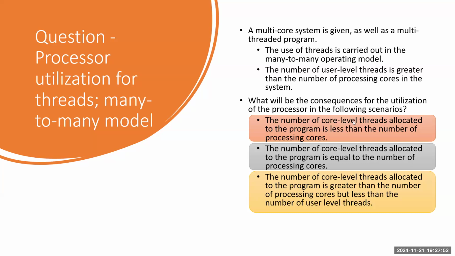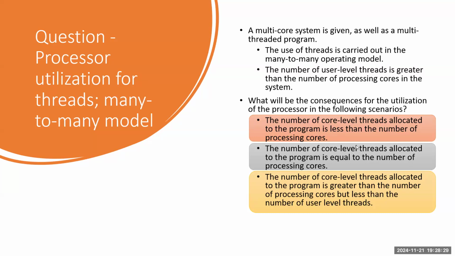Again, the number of core level threads, which means the real threads, the real processes of the operating system allocated to the program, is less than the number of processing cores, the physical ones. In other words, the machine only has 2 cores, but we allocated it 6 threads at the operating system level. The operating system knows about six processes, but there are only 2 cores. That's one possibility.